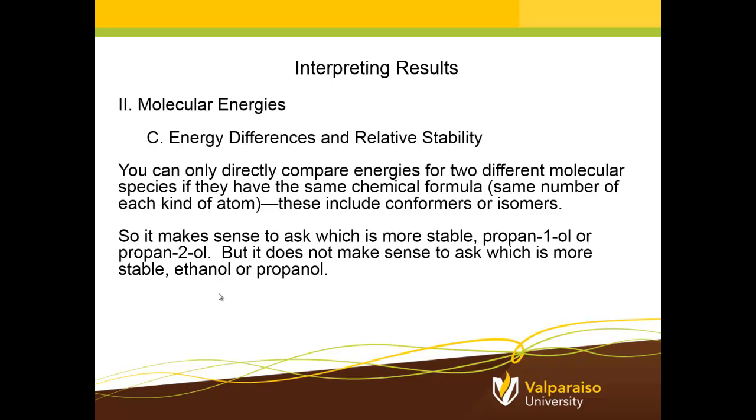And so we can't just compare two energies calculated for molecules that don't have the same number of atoms of the same type. I hope this is helpful as you venture on in interpreting the results of calculations that you find with Gaussian.